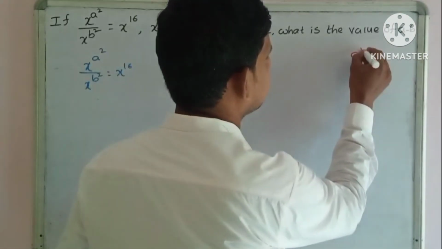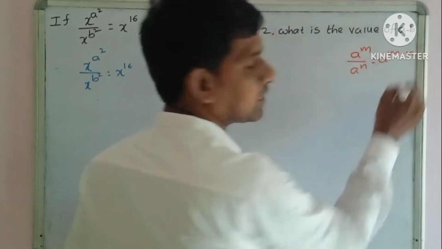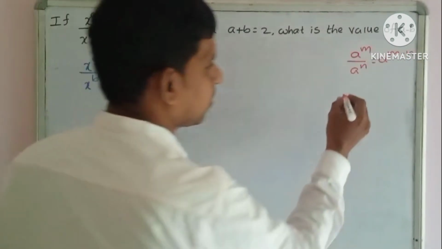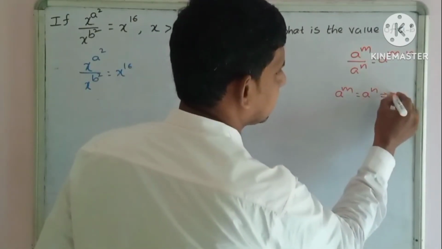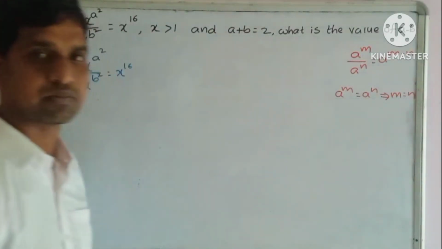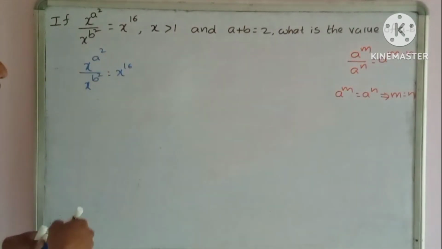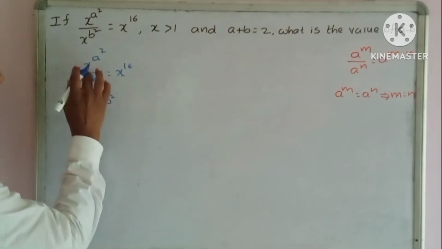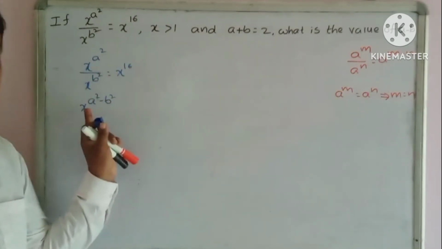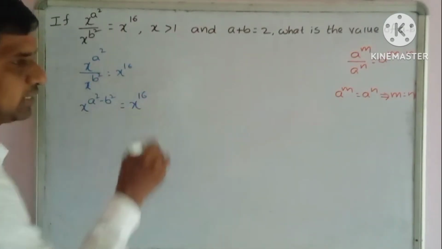Yes, we know that a^m / a^n = a^(m−n). And one more formula: if a^m = a^n, then m = n. Now this is in the form a^m / a^n, so this one can be written as a^(m−n): x^(a²) / x^(b²) = x^(a² − b²) = x^16.